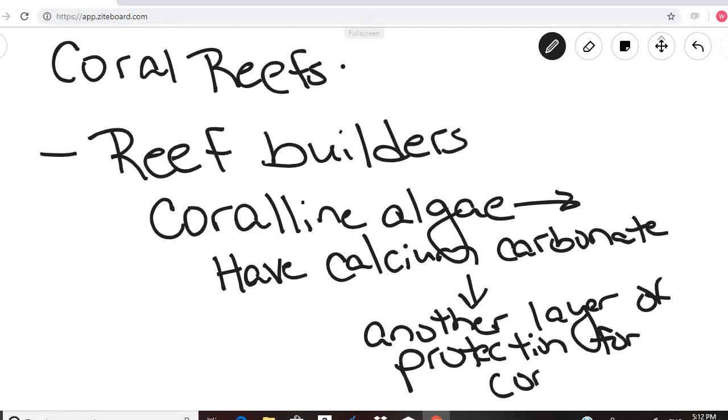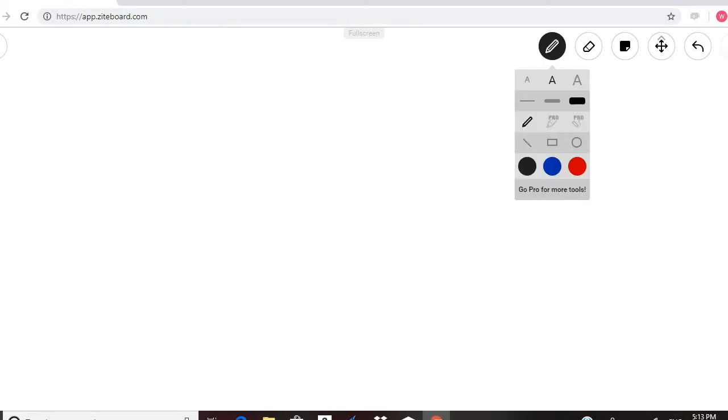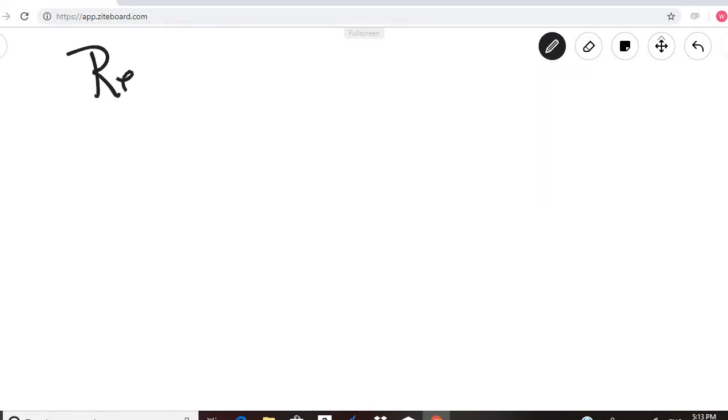It provides protection against waves. This algae also helps to trap fine sediment that could interfere with the growth of corals. So coralline algae is another important part of reef building.